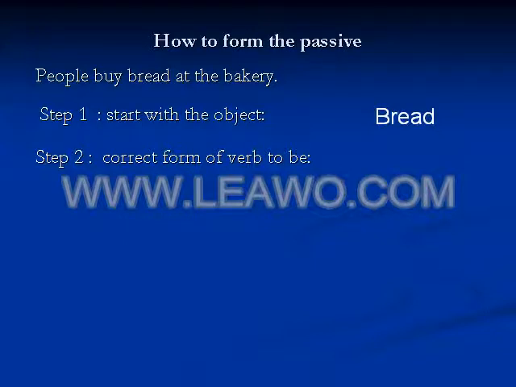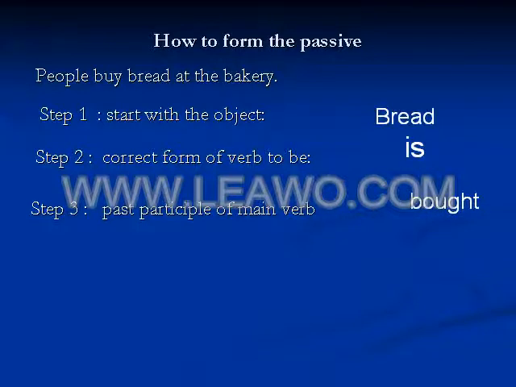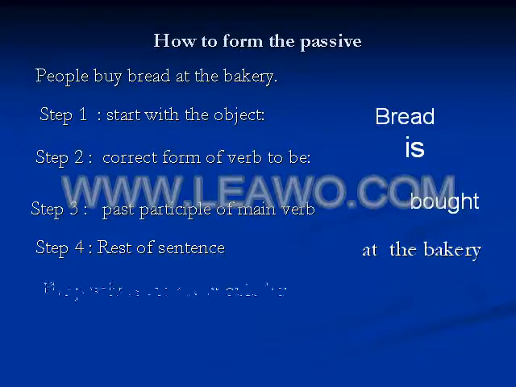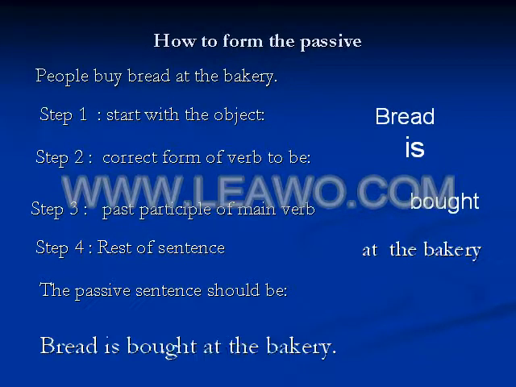Is it past or present? It's present, so go to the present of the verb to be, which is "is". Step 3, the past participle of the main verb. What is the main verb? Buy. What is the past participle? Bought. So you say bread is bought. Then add the rest of the sentence: at the bakery. So the passive sentence should be like this: bread is bought at the bakery.